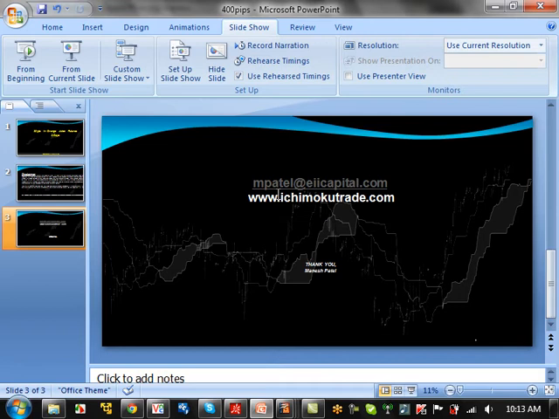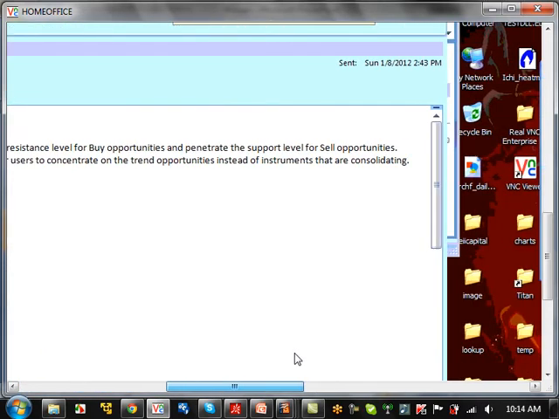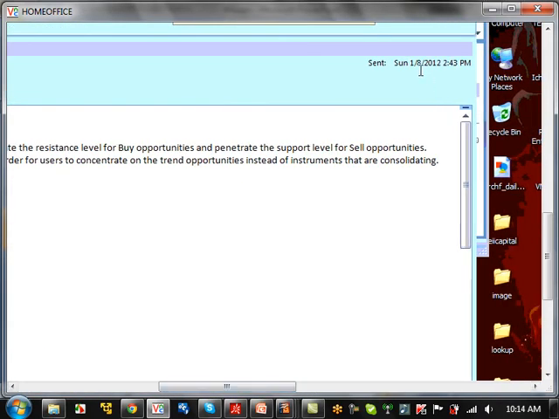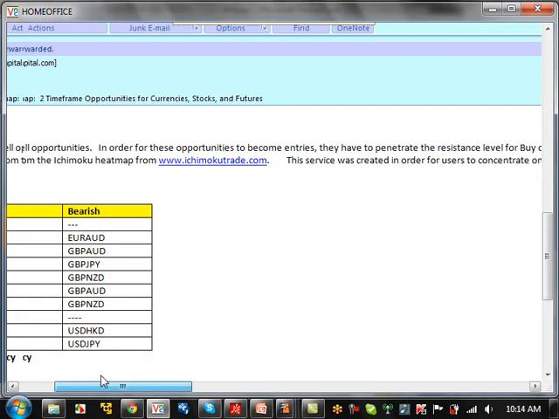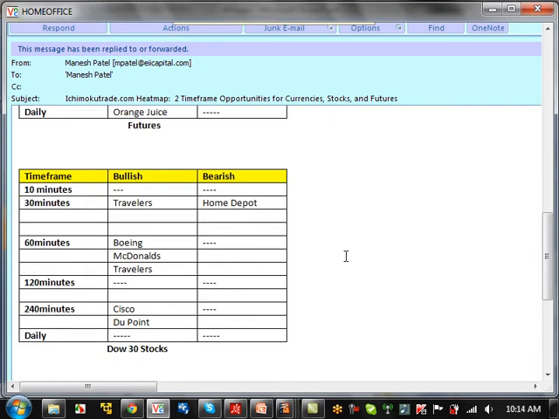Okay, so let's go through and show you how you can make those quick 20 points. This is the email that we send out from our website for people that are on our heat map or scanner. You could see this was basically sent out Sunday, January 8, 2012, 2:43 p.m. Eastern Standard Time. On here, we give you 2 time frame buy and sell opportunities.